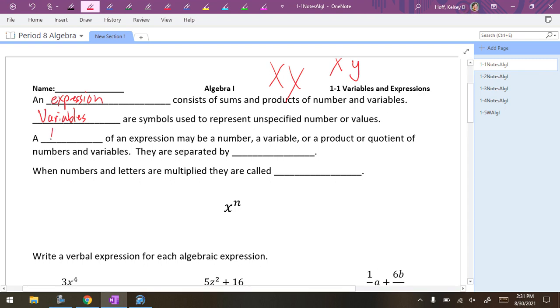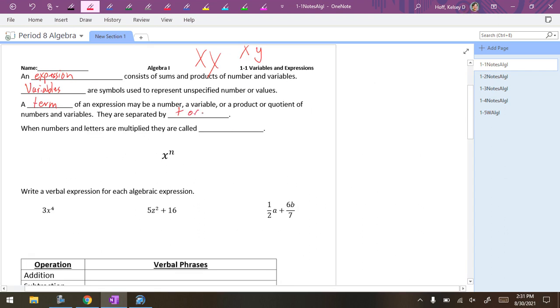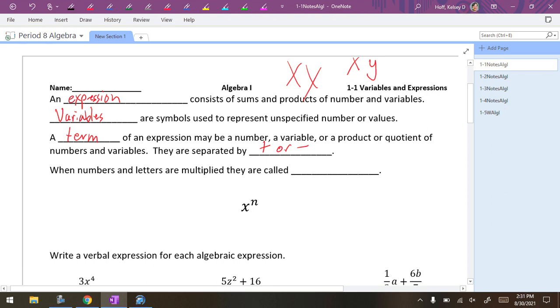A term of an expression may be a number, a variable, or a product and quotient of numbers and variables. They are separated by a plus or a minus sign. When numbers and or letters are multiplied together, they are called factors.